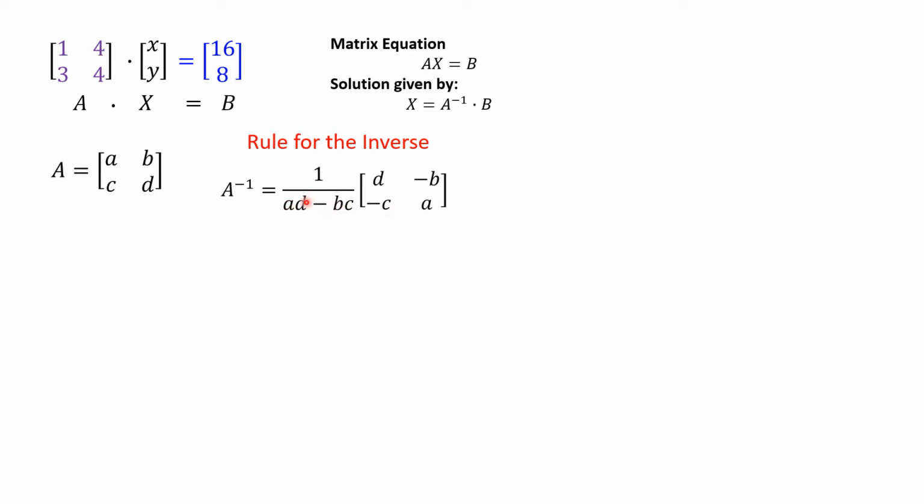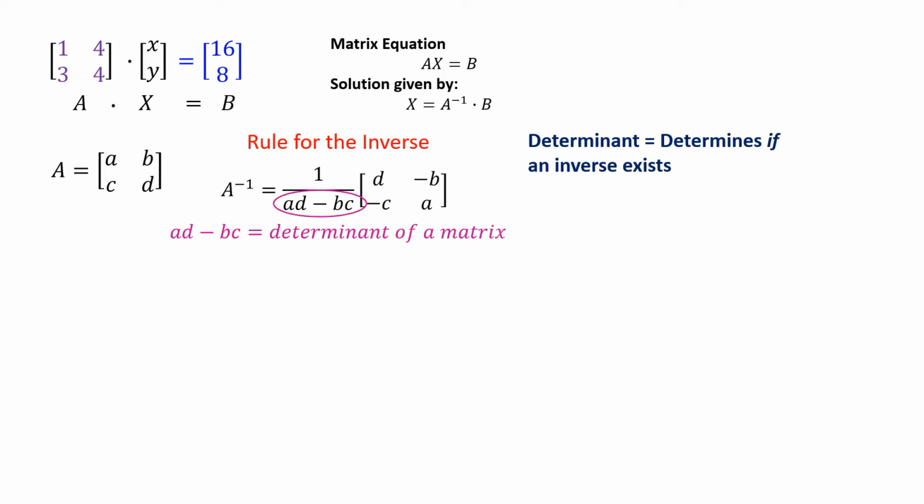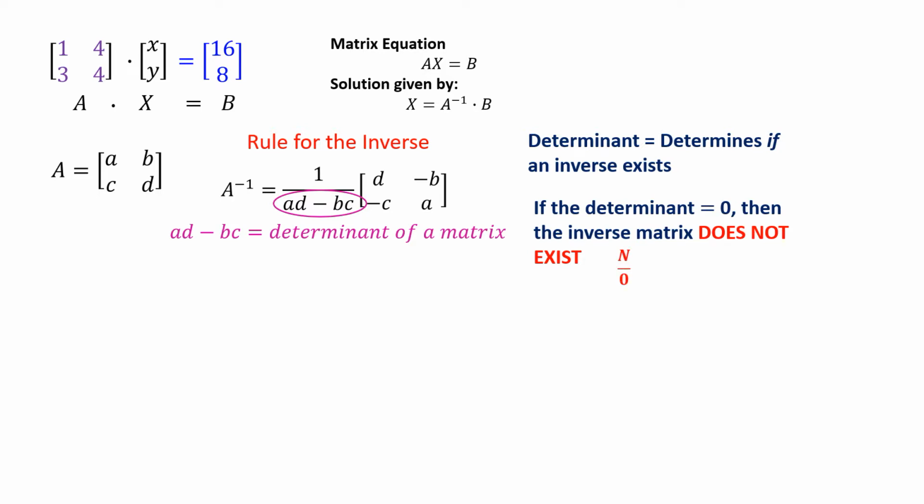Remember that this ad minus bc has a fancy name. It is called the determinant of the matrix. It is called the determinant because it determines if an inverse exists. Notice that ad minus bc is in the denominator of a fraction. So if the determinant is 0, then no inverse matrix exists, because remember, we cannot divide by 0. So in your textbooks, the rule for the inverse of a square 2 by 2 matrix is likely given by this: 1 over the determinant times this matrix reloaded, where d and a switch places and b and c switch signs. So let's go ahead and solve for that determinant.